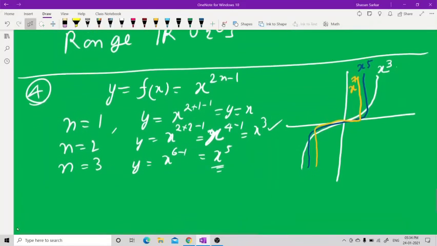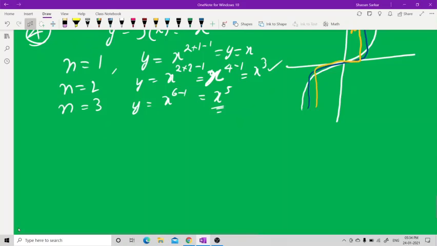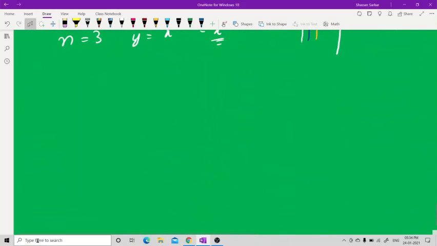Now, I told you about x to the power of n. Now we will talk about the other one. Now we will talk about the next graph.